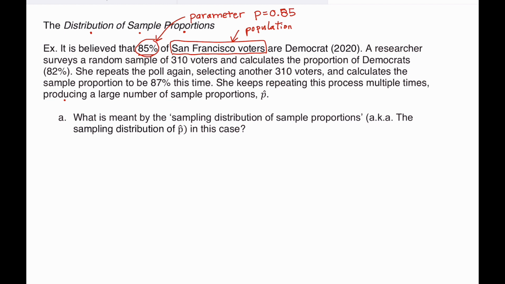Okay. The other question I have for you is, is 82% a statistic or a parameter? Okay, and that one is a statistic because it's calculated from a sample. And the correct notation there is p hat. Similarly, this guy is a statistic. We have p hat equals 0.87, and she keeps computing more and more of the p hats. So there's going to be lots of p hats here.